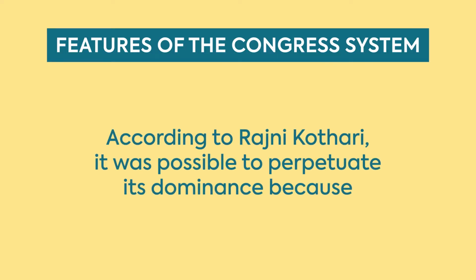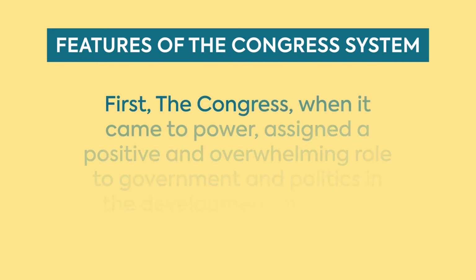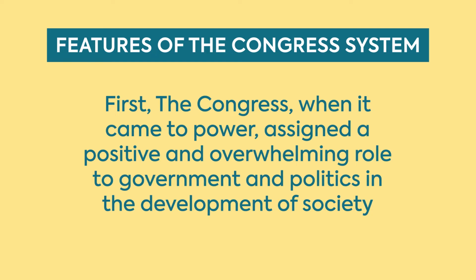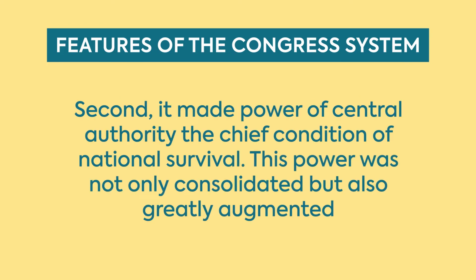According to Rajni Kothari, it was possible for the Congress to extend its domination because of a number of factors. First, the Congress, when it came to power, assigned a positive role for itself. It was a party which brought independence from the government. It also took upon itself the role of development of the society. Secondly, it made the power of the central authority the chief condition of national survival. This power was not only consolidated but was greatly augmented.